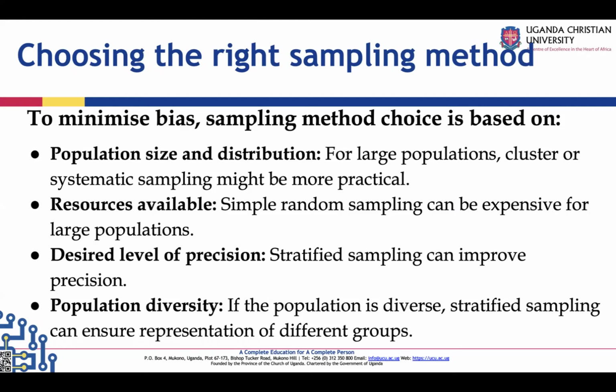Then there is the level of precision that we desire. We design all statistical analyses for a high level of precision, so stratified sampling tends to improve the level of precision. Again, the population diversity. Okay, if you have different types of groupings within your population, you want to be able to have a proper representation of those groupings. So stratified sampling would be the best approach to go.